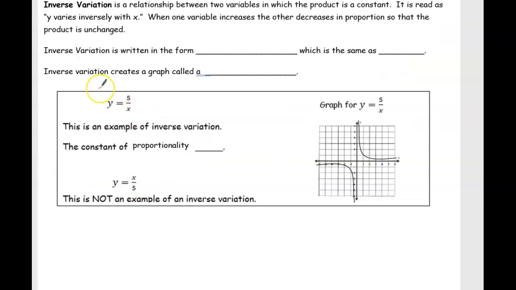An inverse variation is a relationship between two variables in which the product is a constant. It reads as y varies inversely with x, so that when one variable increases, the other decreases in proportion, so that the product, if you multiplied the two of them, would remain unchanged. An inverse variation is always written in the form y equals k divided by x, which is the same as k equals x times y. An inverse variation creates a graph that's called a hyperbola.